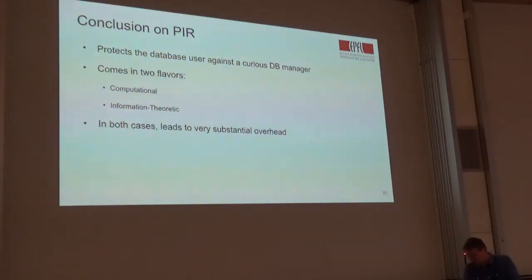Okay, so with PIR, we can protect the database so that all the queries that are run against this database are in fact protected in an honest but curious setting. So even if the database manager is curious, he will not be able to infer what you looked for. And we can have it either computational, using homomorphic encryption, or information theoretic, using Shamir's secret sharing. But we have very substantial overhead.